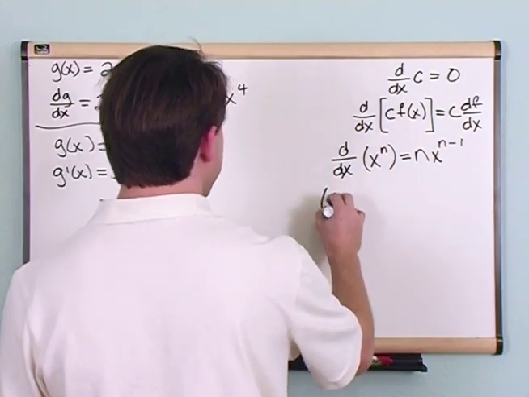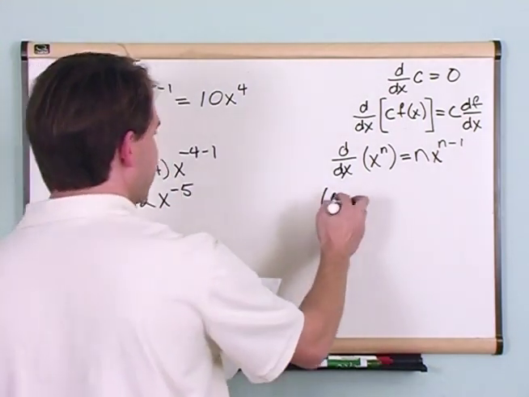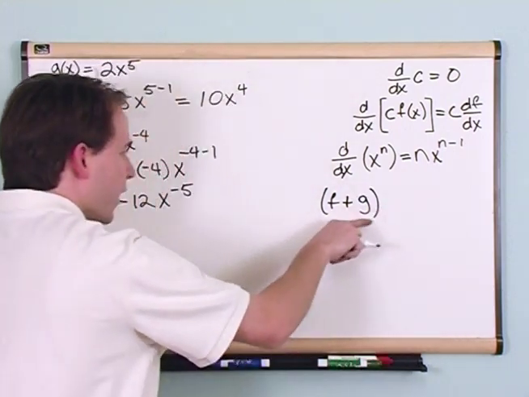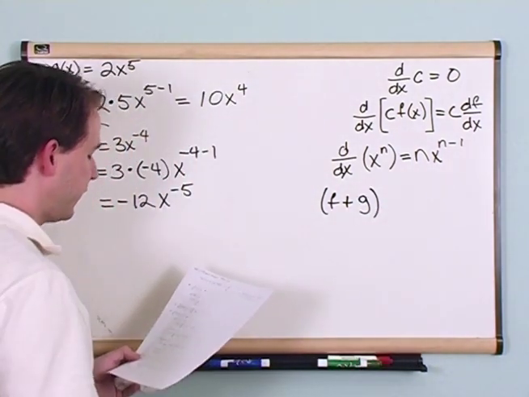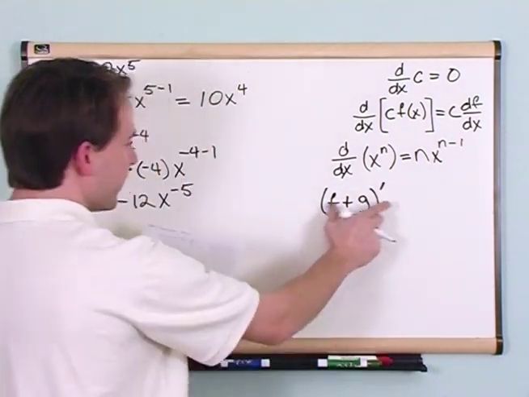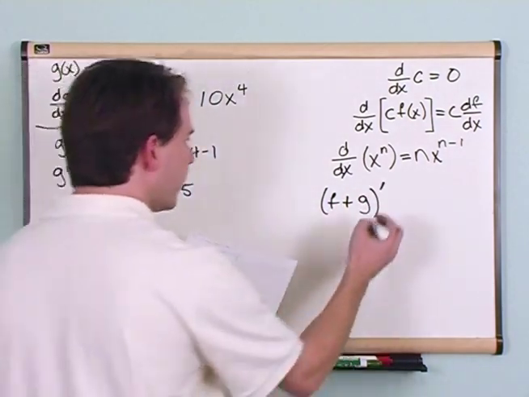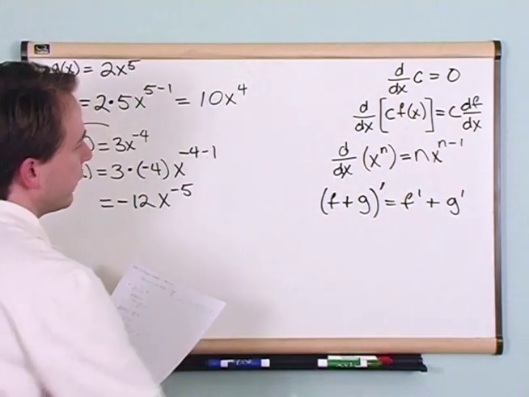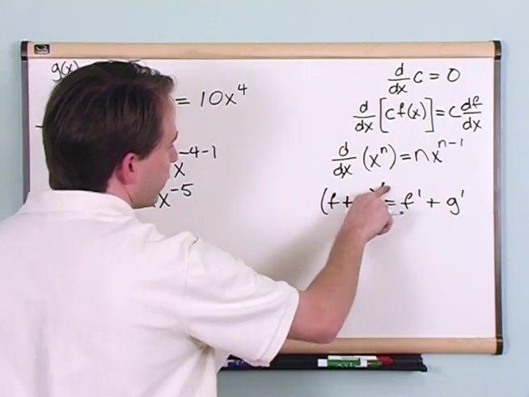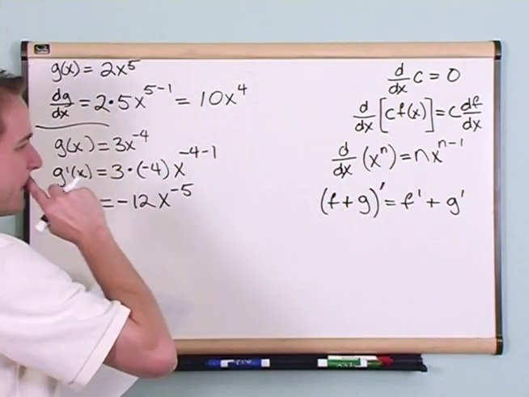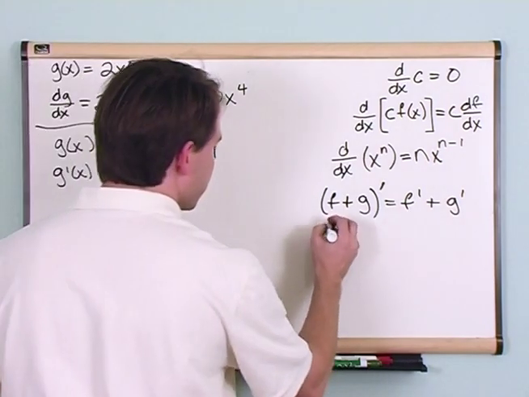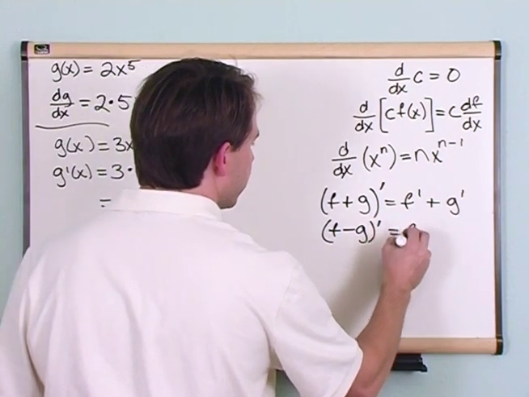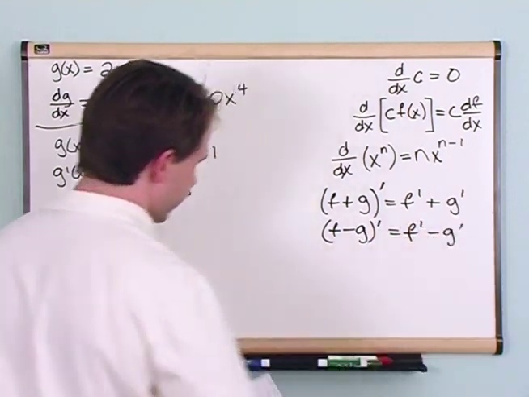If you have a function f, this could be a function of x, plus a function g, okay? So it's the sum of two different functions, functions of x, let's say, and you take the derivative of that sum, that's just equal to the derivative of f plus the derivative of g. So anytime you have two functions here, you take the derivative of each one separately, and you add them up. Similarly, if you have function f minus a function g, and you take a derivative, it's just the derivative of f minus the derivative of g.